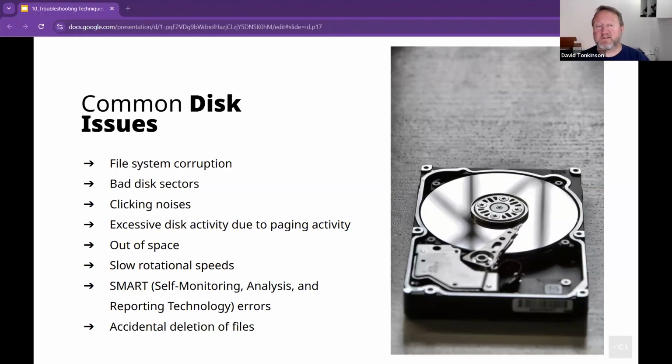And of course, last but not least, in terms of common issues, accidentally deleting files. Oh, people do this quite a lot, unfortunately. So it is possible they will accidentally delete files, and that causes all sorts of tears.